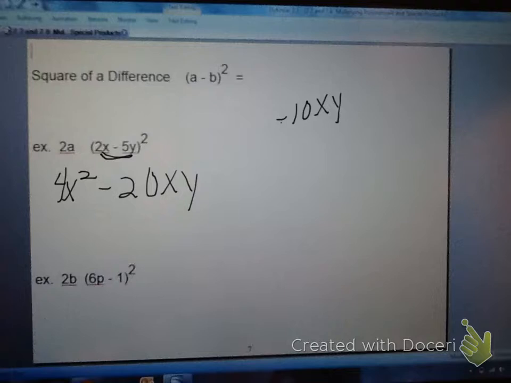And then square the last term. Now be very careful here. When we square a negative 5y, when you square a negative, you always get a positive 25y squared.